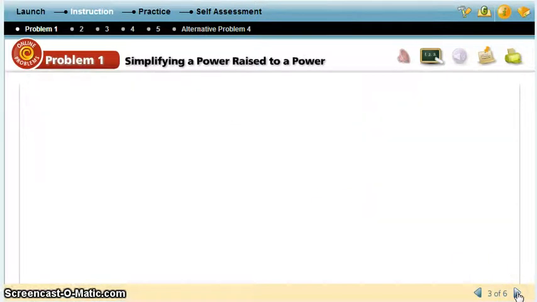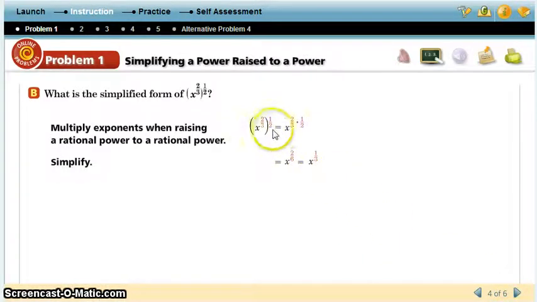So let's look at another example. This one's just dealing with fractions, but I have x to the 2/3 power raised to the 1/2. So power to a power. Same thing applies as it did in the other ones. When you have power to a power, you multiply your exponents, even if they are fractions. 2/3 times 1/2 gives you 2/6. So this is where you do have to simplify. 2/6 simplifies to 1/3. So the simplified form of this expression is x to the 1/3 power.